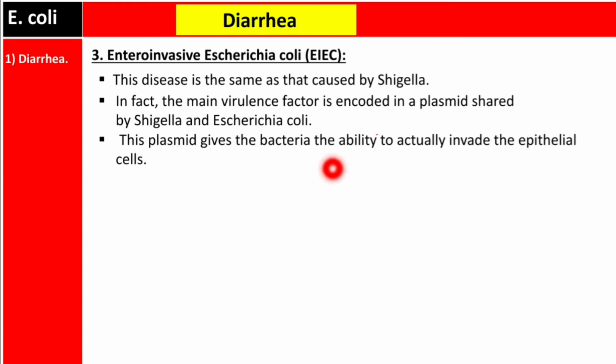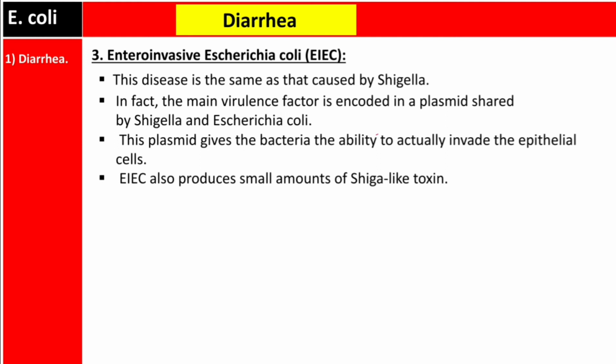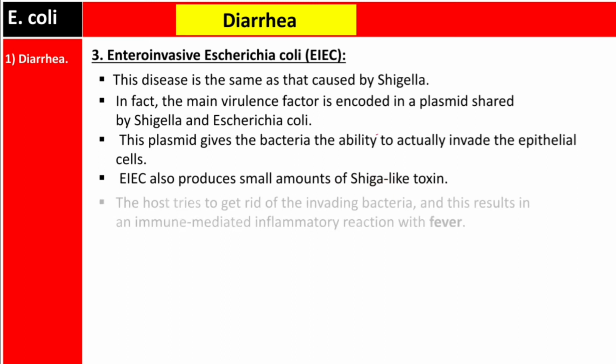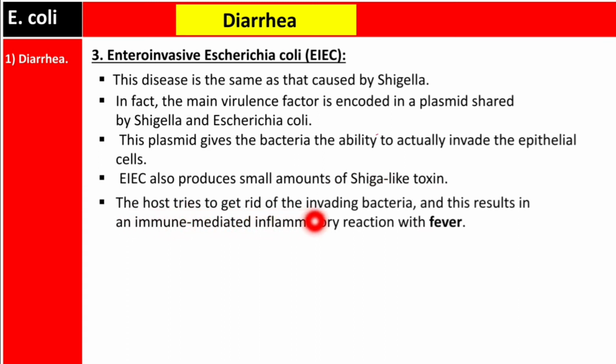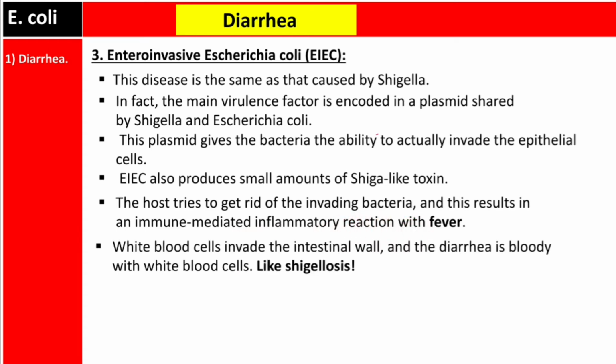Invasive. It gets into the epithelial cells. So the enteroinvasive E. coli also produces small amounts of Shiga-like toxin. The host tries to get rid of the invading bacteria, and this results in an immune-mediated inflammatory reaction with fever. The white blood cells invade the intestinal wall, and the diarrhea is bloody with white blood cells, just like shigellosis.